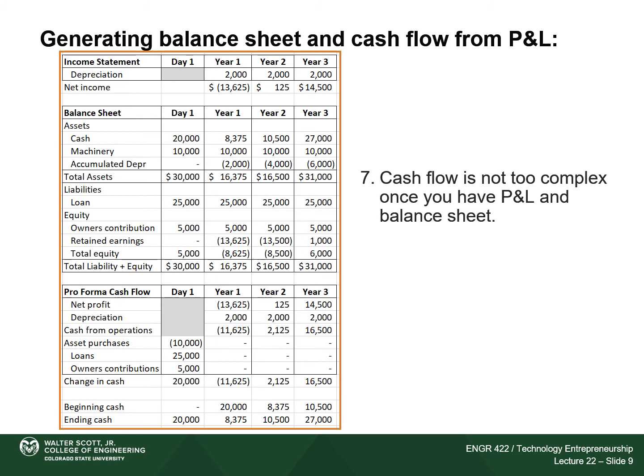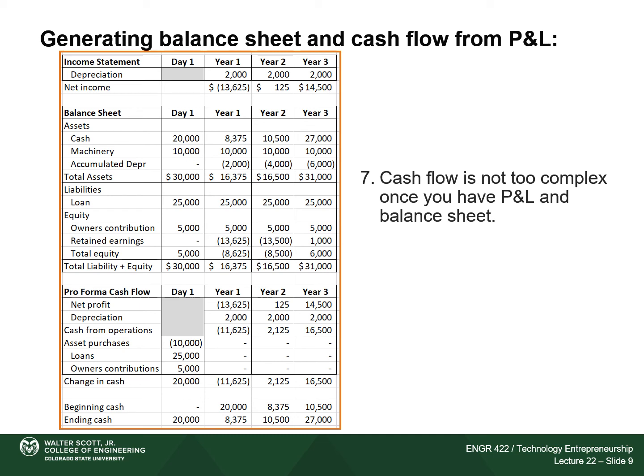In the subsequent years, there were no asset purchases, there were no loans, there were no owner contributions in this particular example. Your example might be different. And so you can see then what the change in cash was in those years. It was basically the cash generated by operations.